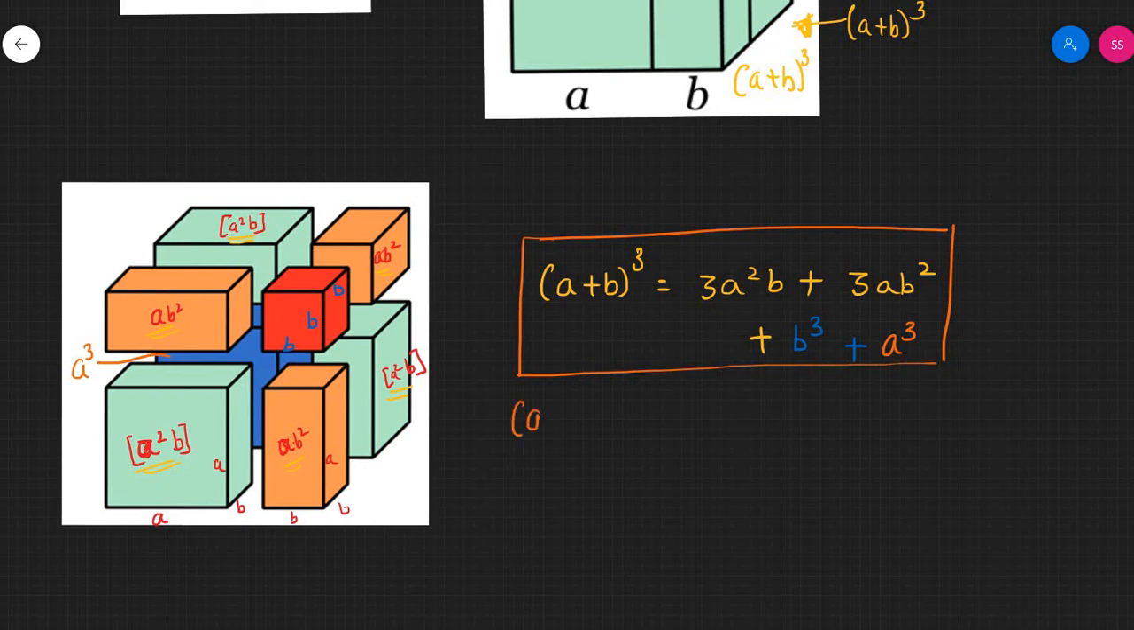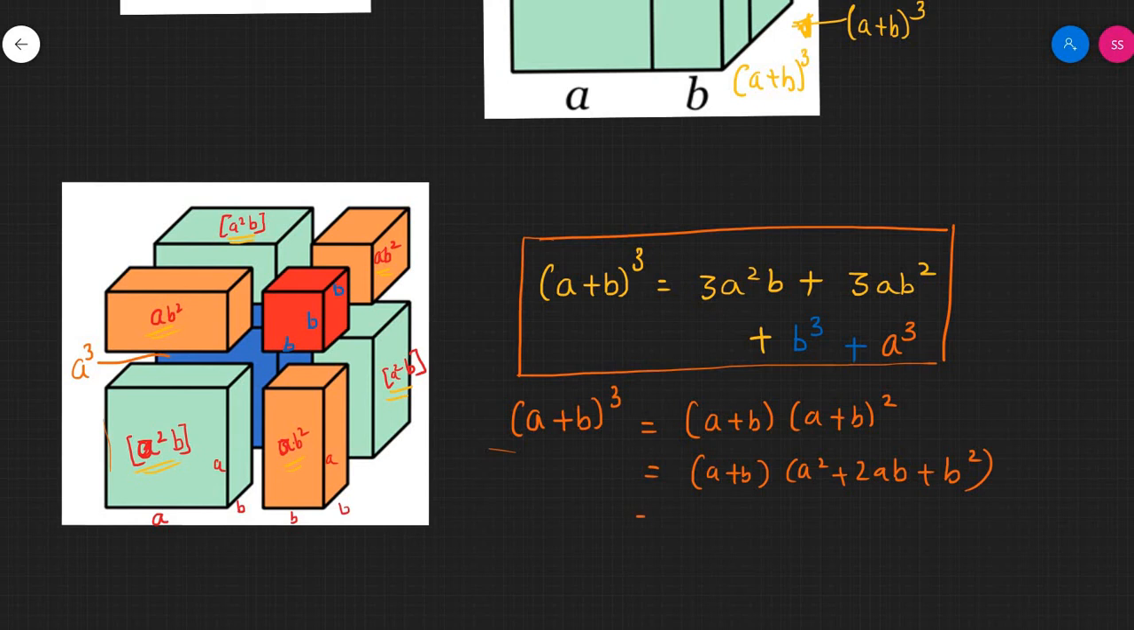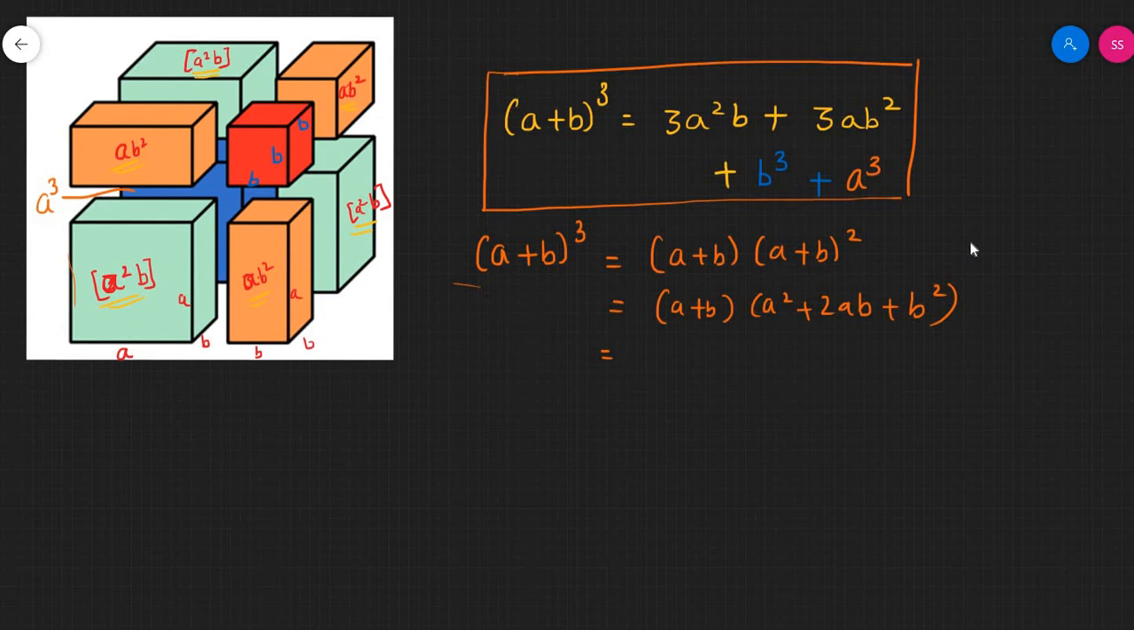You can also do it algebraically. This a plus b the whole cube is nothing but a plus b into a plus b the whole square, that's this whole square in the front. That would be a plus b into a squared plus 2ab plus b squared. You can further expand this by treating this as one unit, so this is a times that unit plus b times that unit.